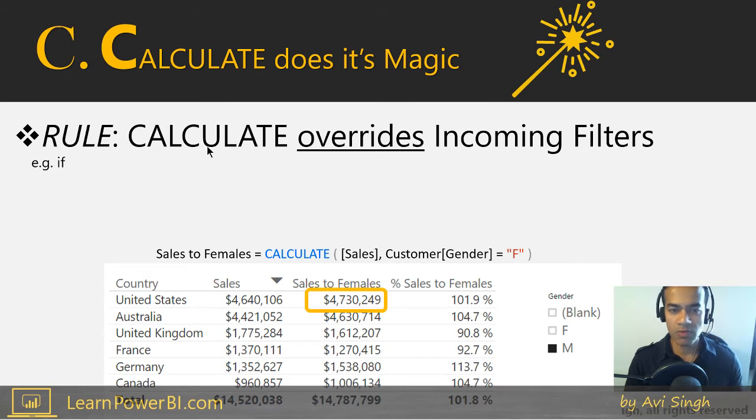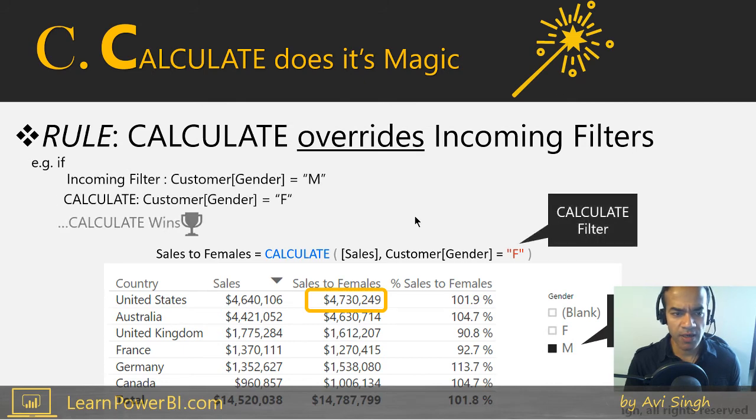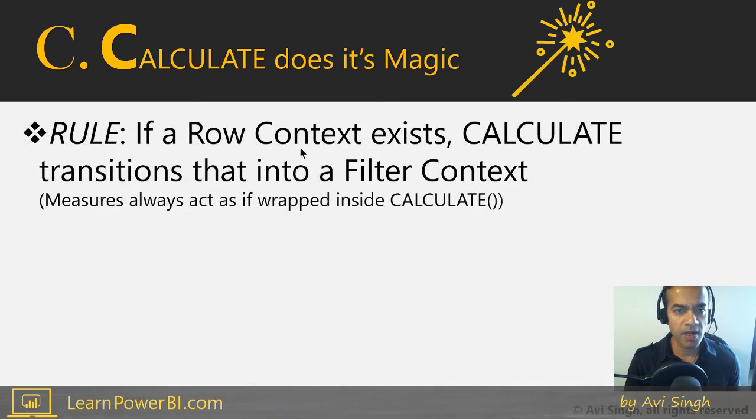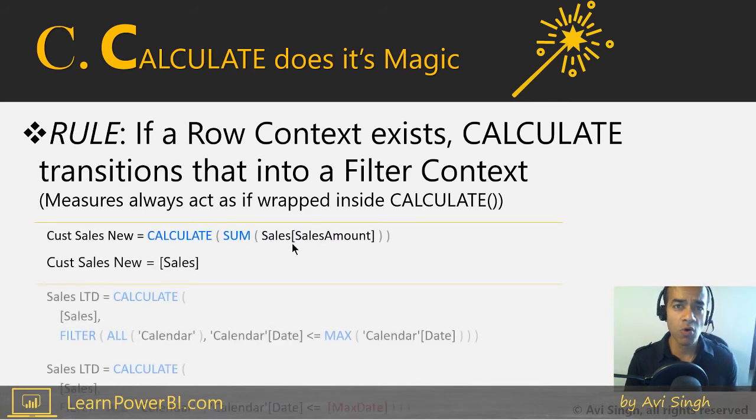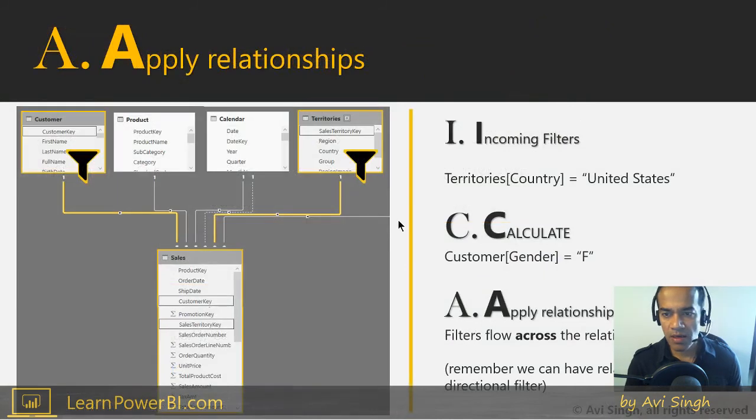Side note, CALCULATE overrides the incoming filter. If there was an incoming filter, it's going to override that. CALCULATE wins. And row context transitions to filter context. Both of these concepts are really simple. Row context is the knowledge of the current row. Filter context is a set of filtered rows. That's it. There's more detail in the YouTube video, and of course I cover it in a lot more detail inside my course.